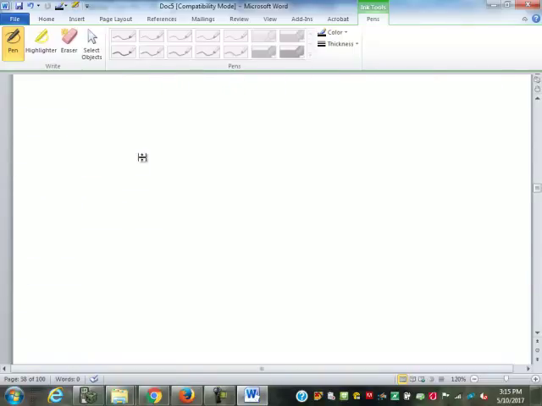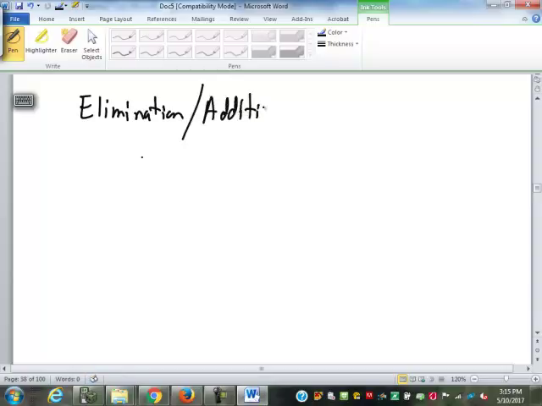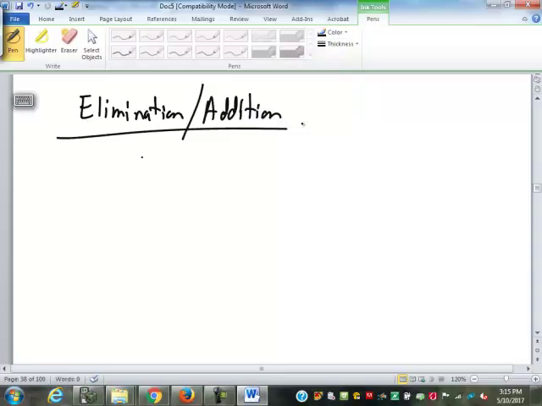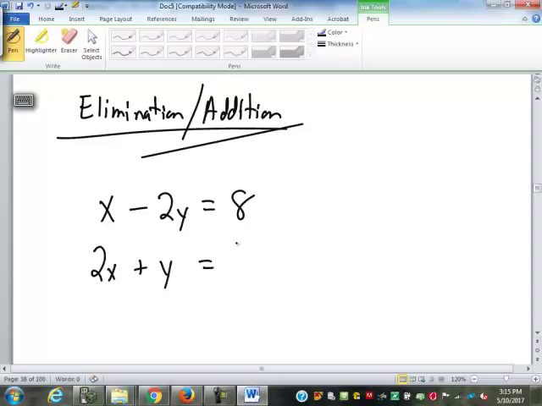Next, the last thing we did is elimination. So elimination or addition, depending on who you're talking to and what textbook you're reading, they're the same thing, just by different names. So I might give you x minus 2y equals 8 and 2x plus y equals 1. What am I going to do here?